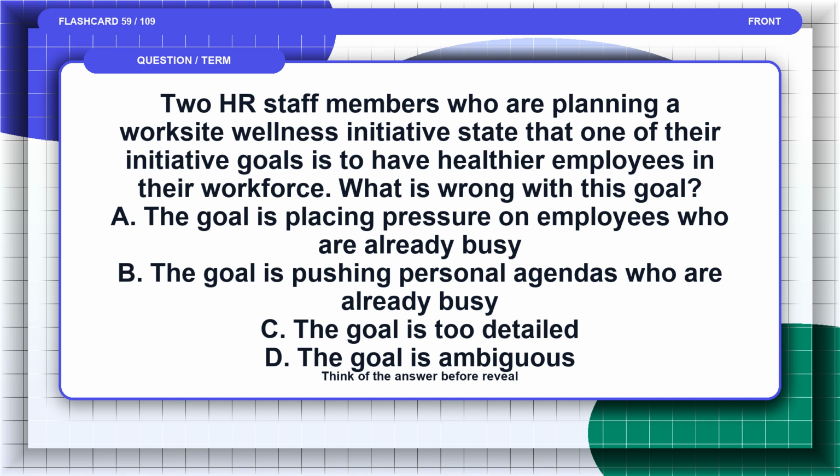A. The goal is placing pressure on employees who are already busy. B. The goal is pushing personal agendas on employees who are already busy. C. The goal is too detailed. D. The goal is ambiguous. Pause and think of the answer before the reveal.